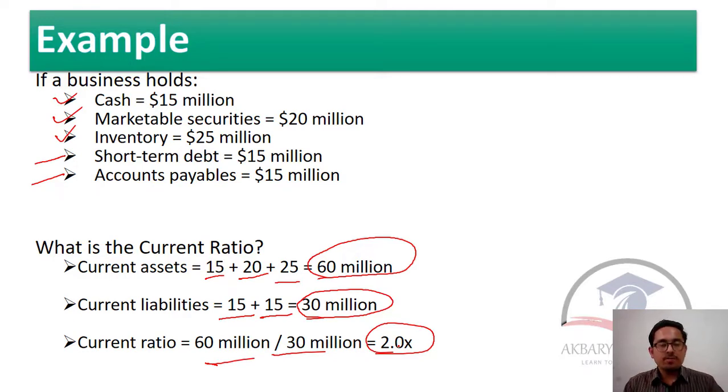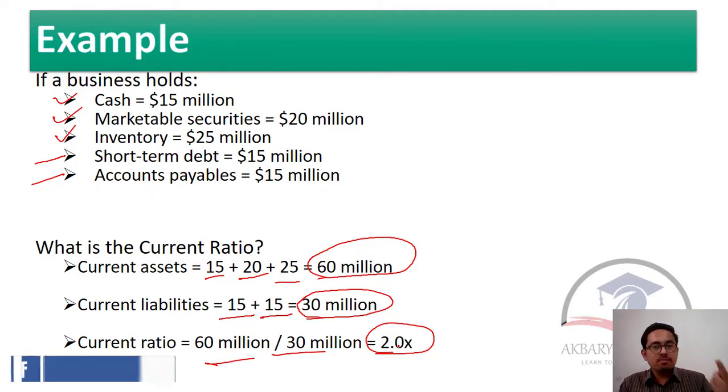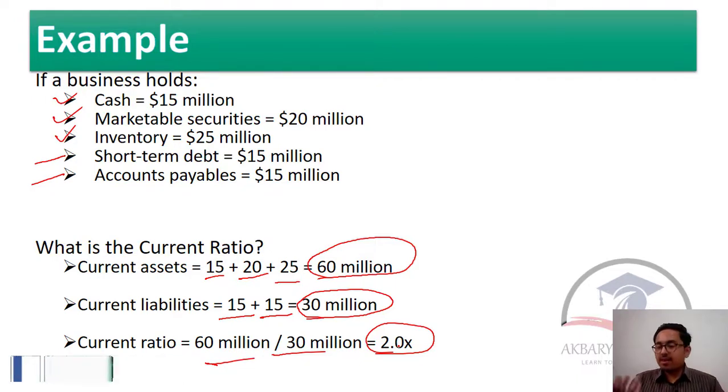What does it mean? I have 2 times more current assets in comparison to what I need to pay in the short term. Suppose, even with the words of this example, I need to pay $30,000 as a short-term liability, but I have $60,000. That's why we have 2 times more than what we need to pay in the short term.